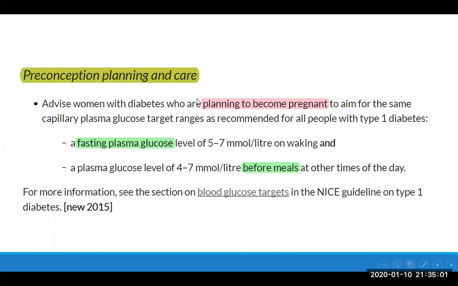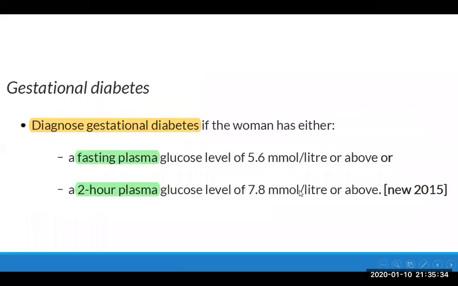Preconception planning and care: the target blood sugar preconception, the fasting blood sugar, the same as type 1 diabetes, is between 5 to 7 millimole per liter in fasting. And before meals, the target must be 4 to 7. This is the target of blood sugar preconception for every woman planning to become pregnant. The fasting blood sugar 5 to 7 and the pre-meal 4 to 7, of course, on most days.